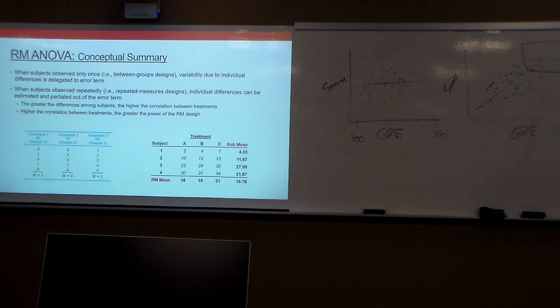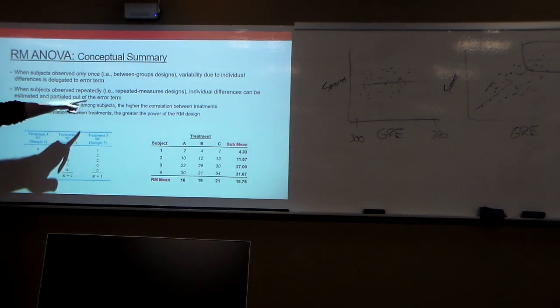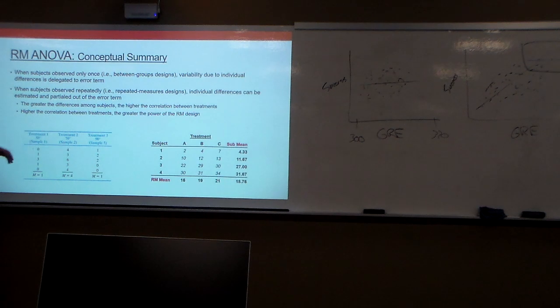And so when we're thinking about our repeated measures designs, right, the more variability that we have in our participants, the more they're jumping around, the stronger the correlation is going to be between our treatments, and the more powerful our repeated measures design is going to be, okay?